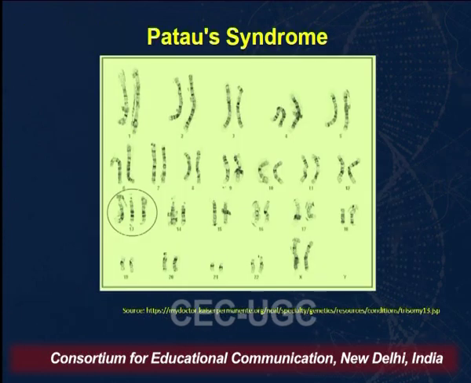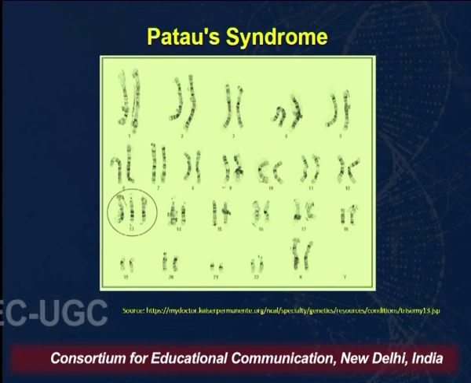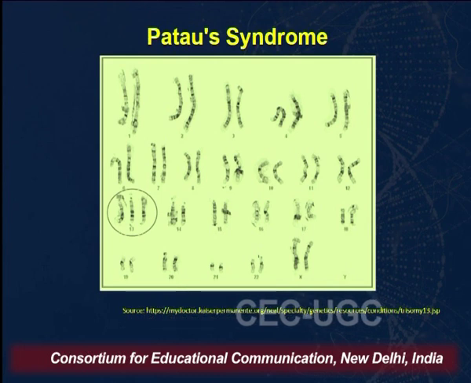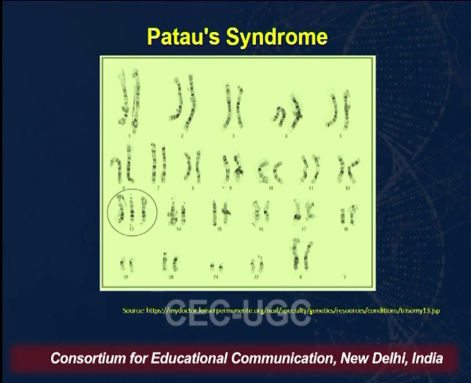Now if we see the karyotype image of these babies, we can see one of the chromosome numbers has increased. The chromosome number 13 is in trisomy. So three copies of chromosome 13 are present, due to which these kinds of conditions occur.